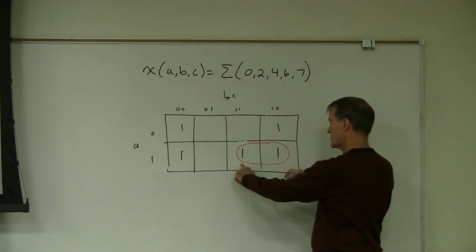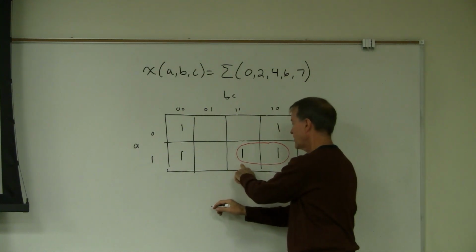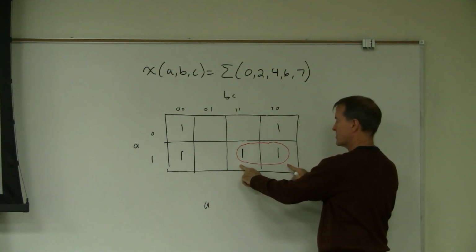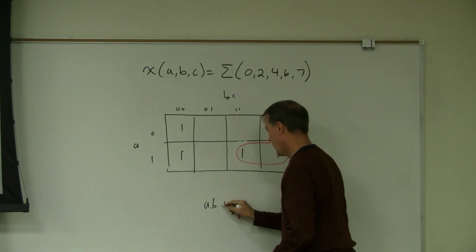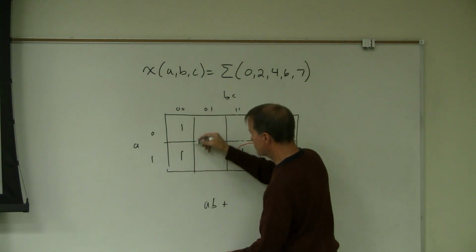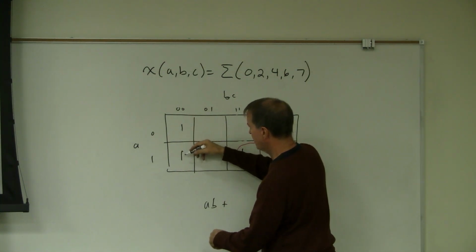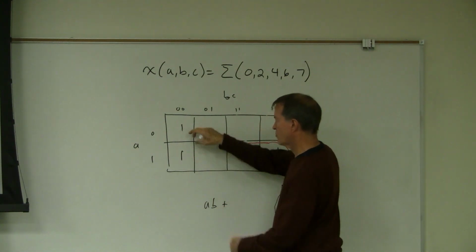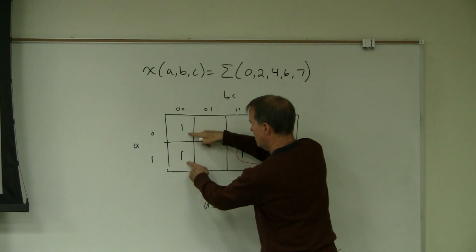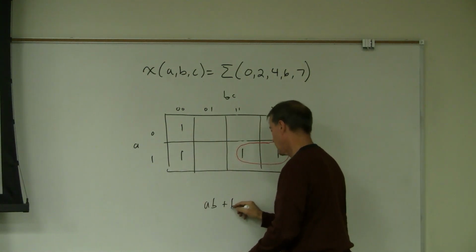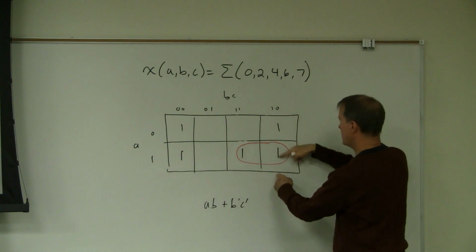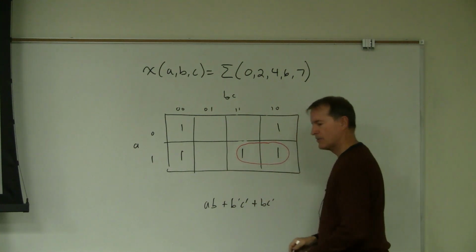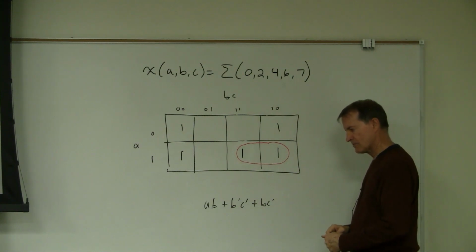Now, what did we say this one was? A. This one down here, what did we say this one was? AB. And then if we did OR, and these two would not have A in it. B prime C prime, and then this would be BC prime. But that would be an incorrect minimization.